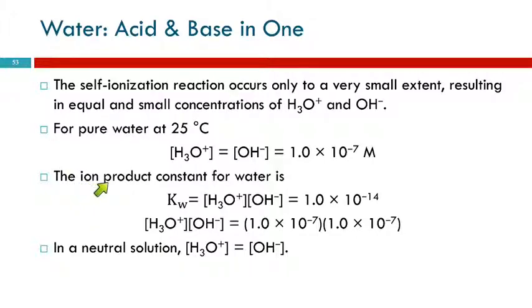And this is where I wish I had done chapter 15 first. The ion product constant for water is called Kw. Kw equals the hydronium ion concentration times the hydroxide ion concentration. So if H3O+ is equal to OH-, and is 10 to the minus 7, 10 to the minus 7 times 10 to the minus 7 is 10 to the minus 14.